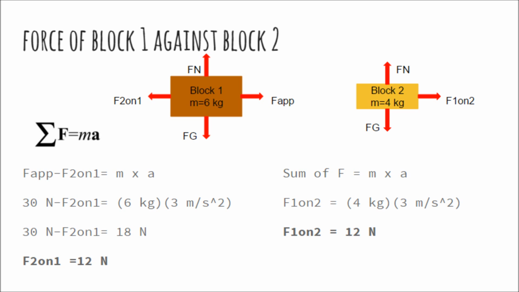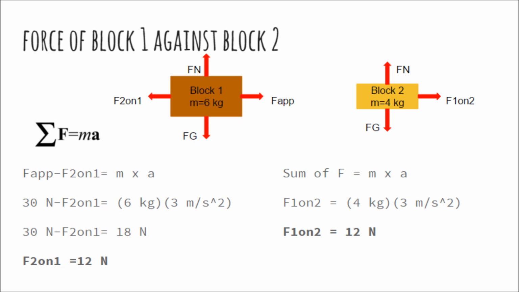So since the force applied is being pushed in the right direction, that would be the positive direction. So the 30 newtons is positive, and the force of block 2 on 1 is moving in the left direction, or the opposite direction. So that would be minus the force of block 2 on 1. So you have 30 newtons minus the force of block 2 on 1 equals the mass, which is 6 kilograms, times the acceleration, which is 3 meters per second squared.